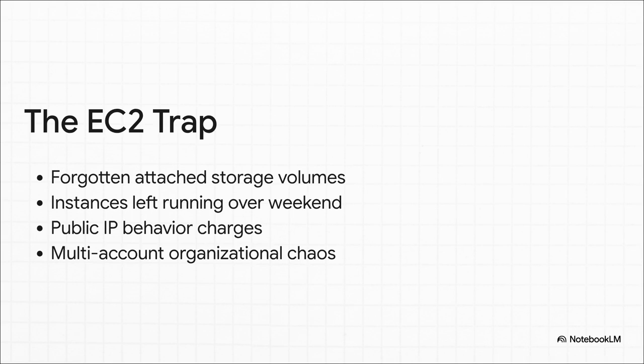EC2, which are Amazon's virtual servers, is usually the very first thing founders reach for, but it will burn through your margin for error so incredibly fast. And it's not even just the server itself. It's the forgotten attached storage volumes. It's those instances left running over the weekend because somebody thought, oh, we might need it on Monday. It's public IP behavior charges piling up, or just multi-account organizational chaos where nobody knows who actually owns what sandbox. Honestly, a forgotten dev box is the absolute fastest way to blow right through your credits.